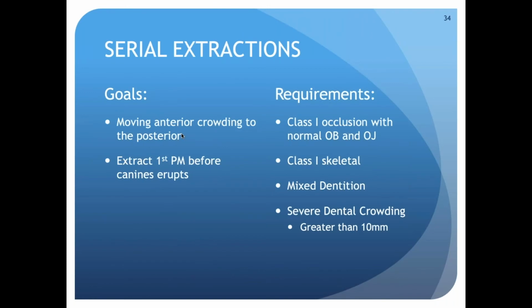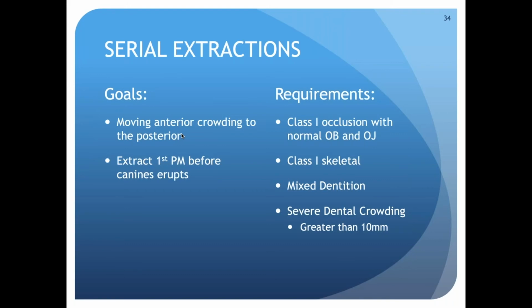So I'm going to talk a little bit about serial extractions. These aren't done all the time because it's a very specific patient that we can do these on. What we're basically trying to do, we have a patient who has anterior crowding, and we're trying to shift that crowding from the anterior to the posterior, what some people call robbing Peter to pay Paul. We're doing that by taking out that first permanent premolar before the canines erupt, so that we can move all that crowding more distally.